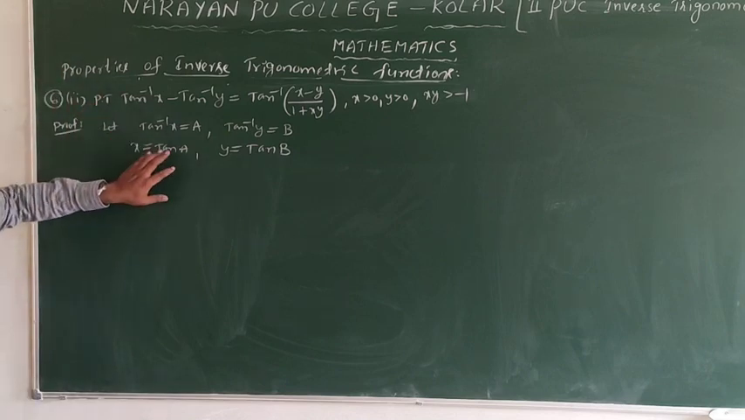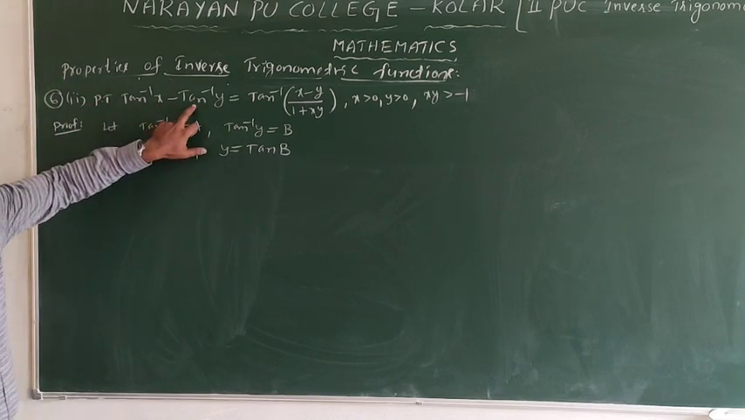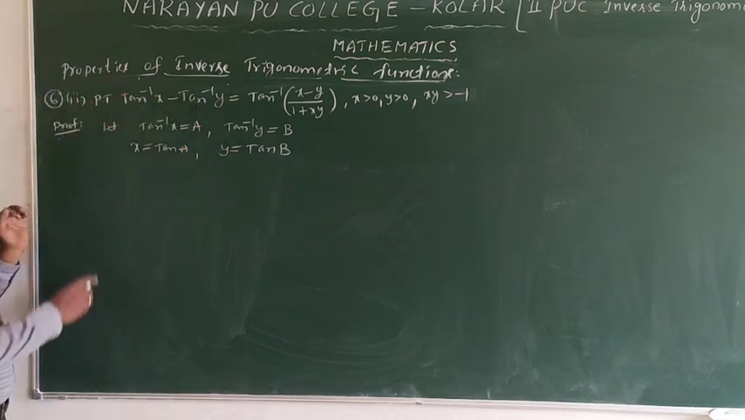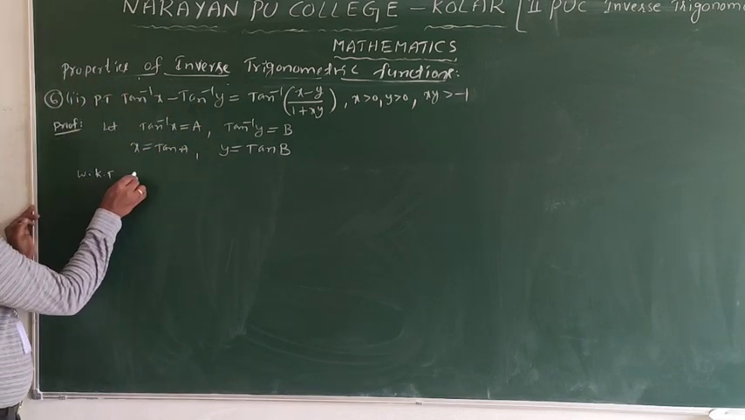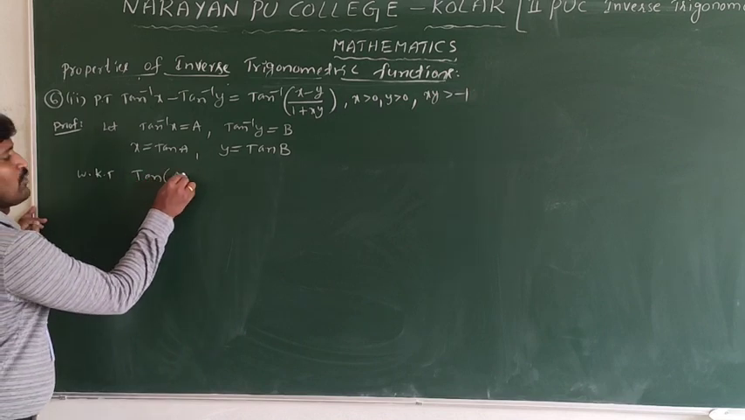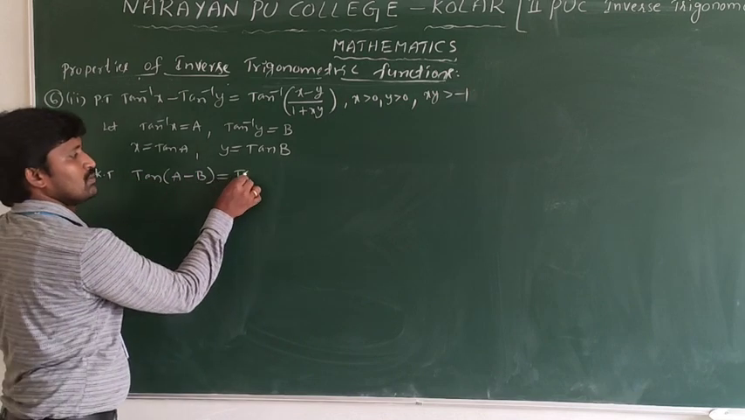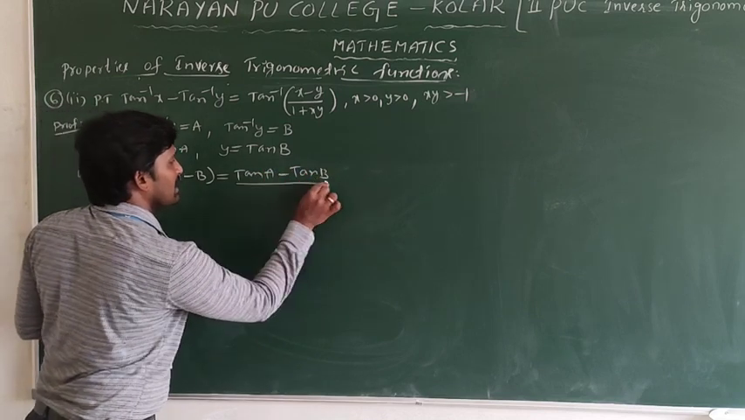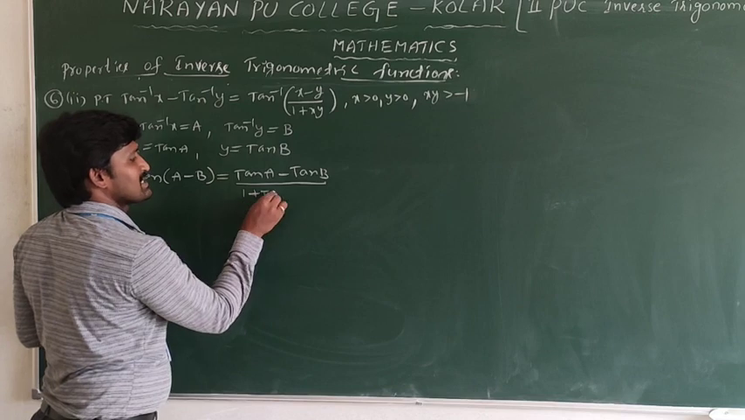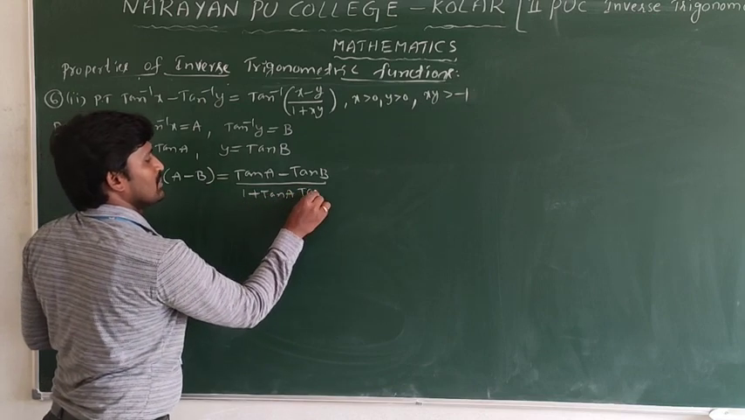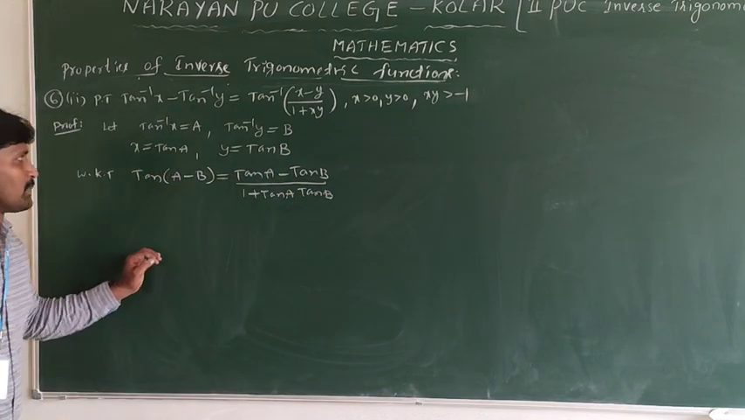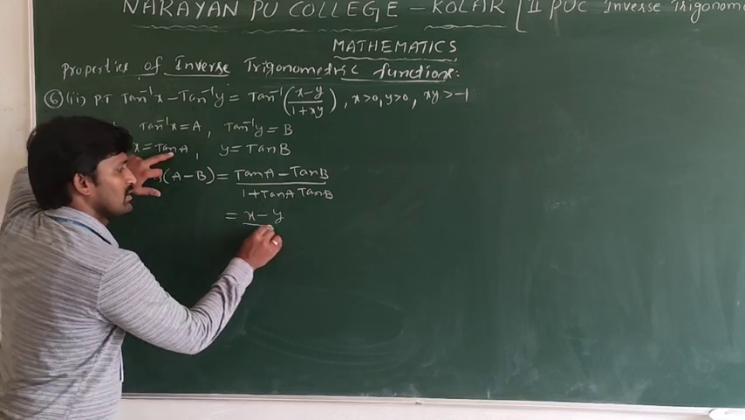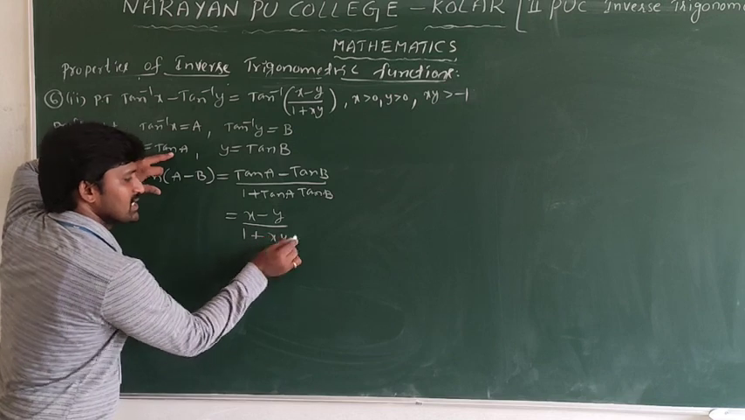Now after assuming it is a and b, it becomes a minus b. We need to apply the tan of a minus b formula. So we know that tan of a minus b equals what formula? Tan a minus tan b by 1 plus tan a into tan b. Replace: what's the tan a value? It is x. Tan b is y, by 1 plus x into y.